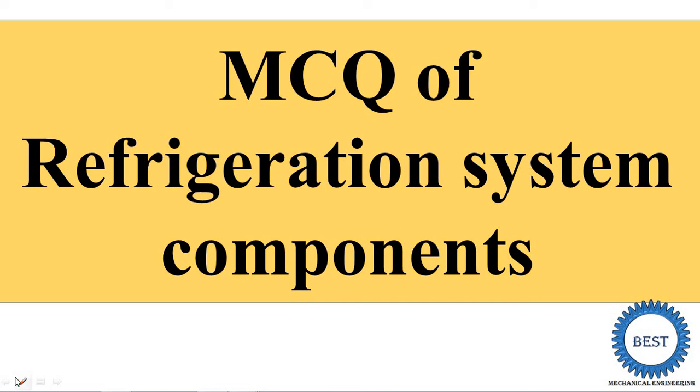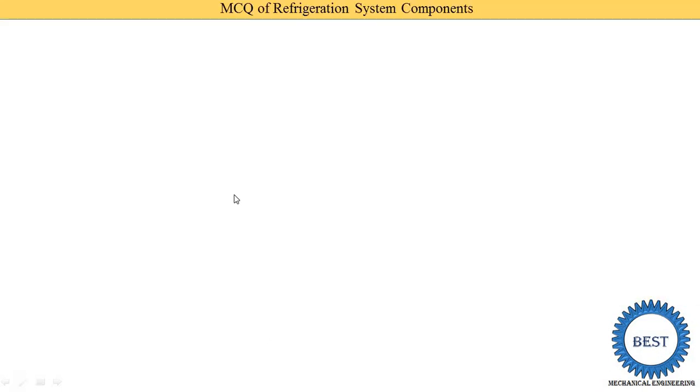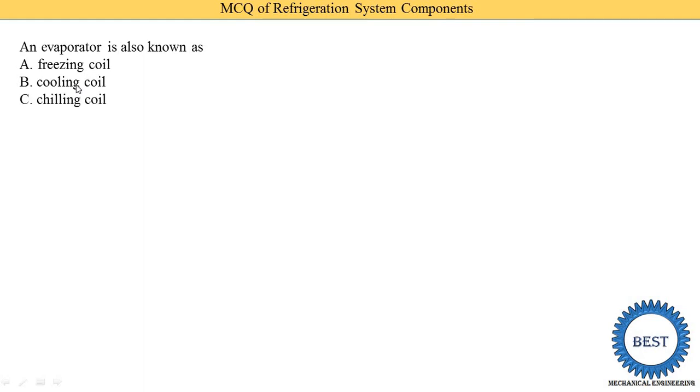In this video, I discuss the various MCQ or true and false type of questions related to the refrigeration system components with descriptions. Now, first question is, evaporator is also known as option A, freezing coil, cooling coil, chilling coil, or all of these. Means evaporator has different names. Someone is calling it freezing coils, someone calling it cooling coils, and someone calling it chilling coils. So answer is option D, all of these is the correct answer.